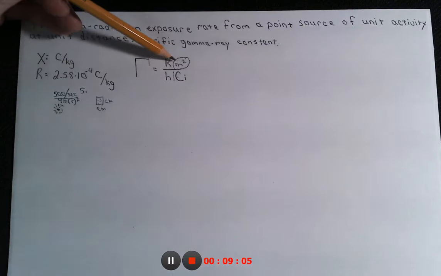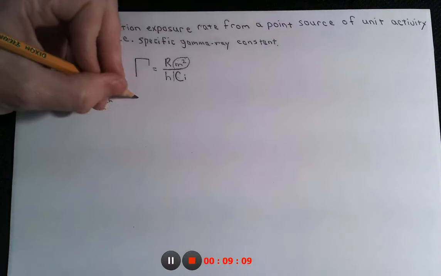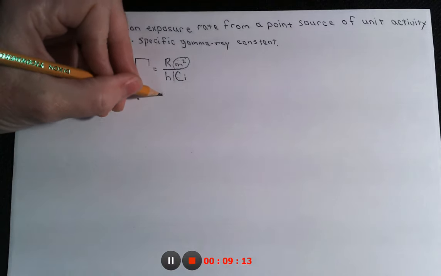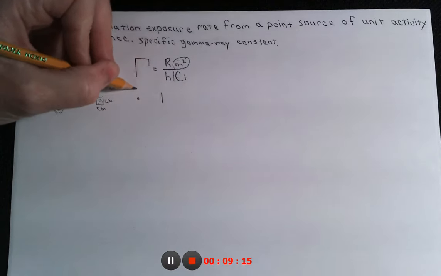Also at unit distance. So what we mean with that is that it's going to be a meter squared. It means that this unit is a meter away from the point source. So we have our point source here. Whatever that exposure rate is, it's 1 meter away, and this is where that exposure is being measured.